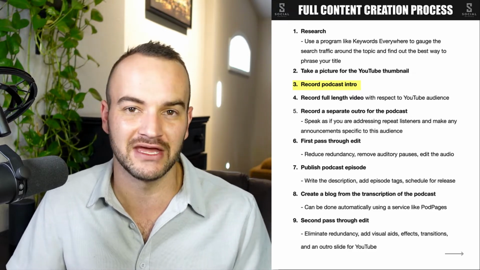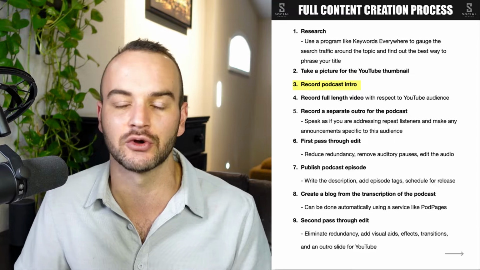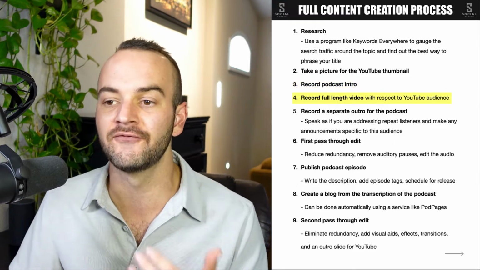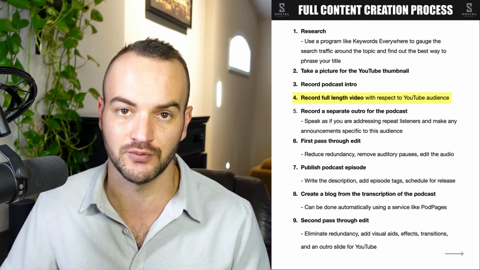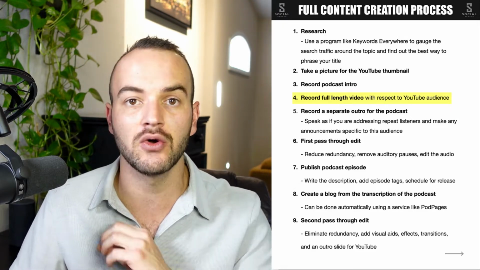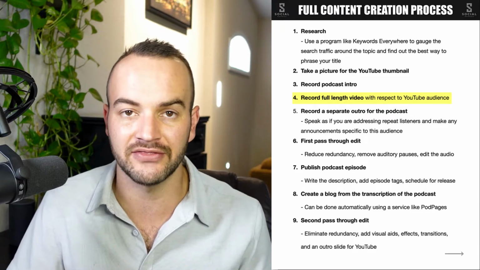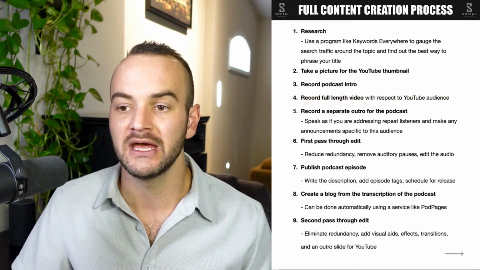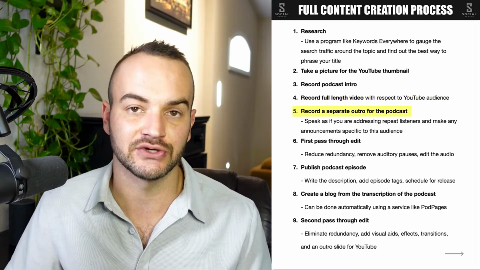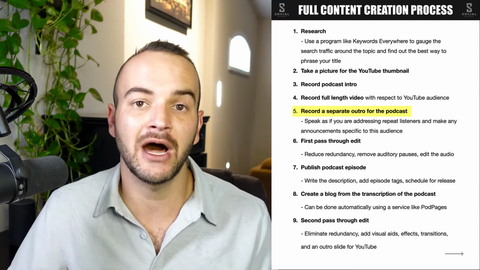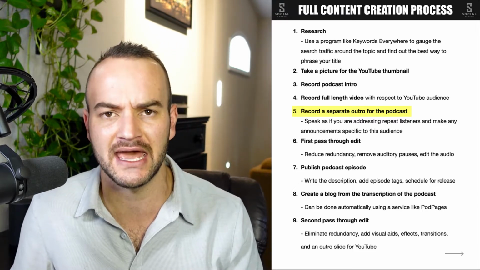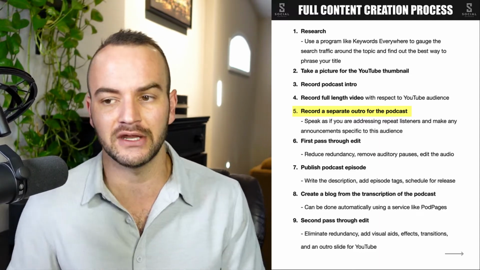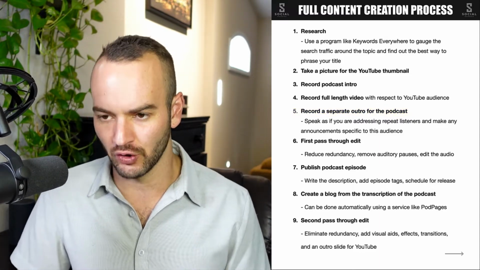And then that will be my way of getting a little bit of a warm up before I start recording the YouTube video too. Then step 4 is recording a full length video with respect to the YouTube audience. So I do an intro, the whole content, the core piece of content, and then an outro as if I'm addressing the YouTube audience. And then step 5 is recording a separate outro for the podcast. Maybe I'll say, hey, I'll talk to you next Monday because I have a very consistent schedule for the podcast, just something slightly different. So now everything's recorded.